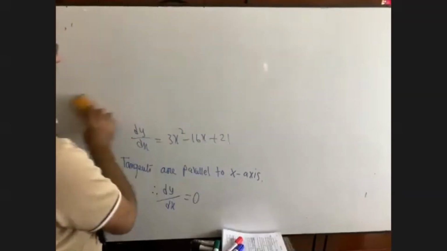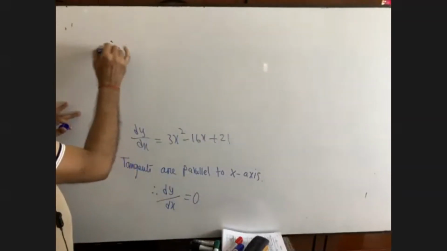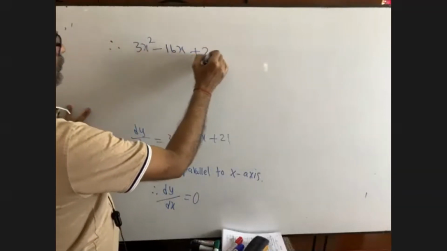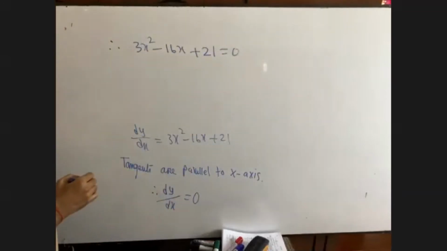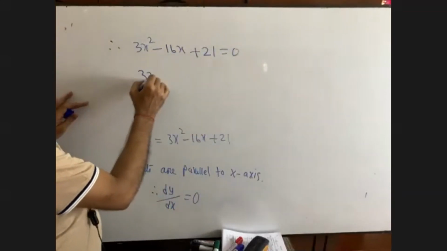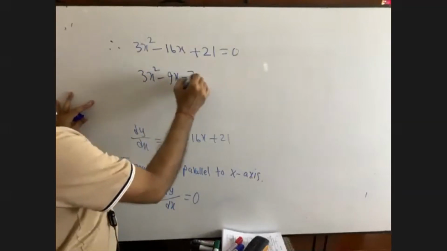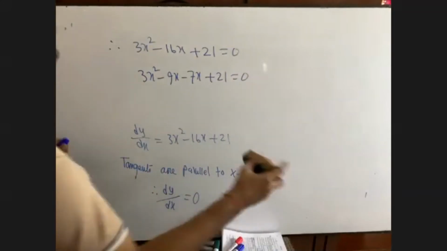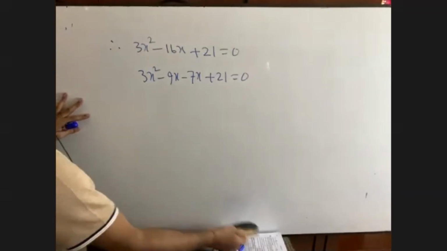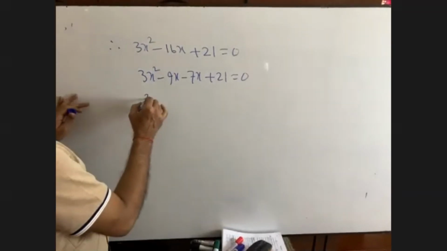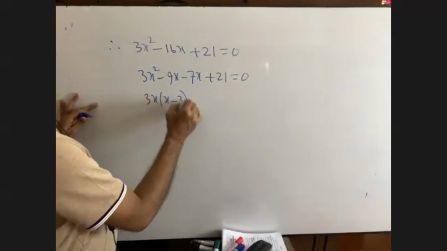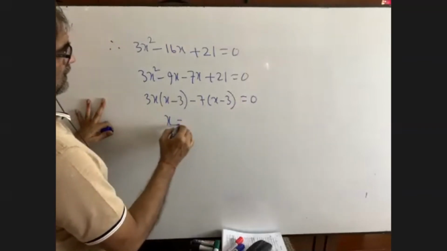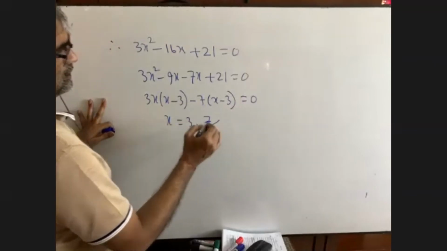What is meant by this? 3x square minus 16x plus 21 equals to 0. Can you factorize? 3x square minus 9x minus 7x plus 21 equals to 0. So 3x, x minus 3 minus 7, x minus 3 is 0. So we are getting x equals to 3 and 7 by 3.